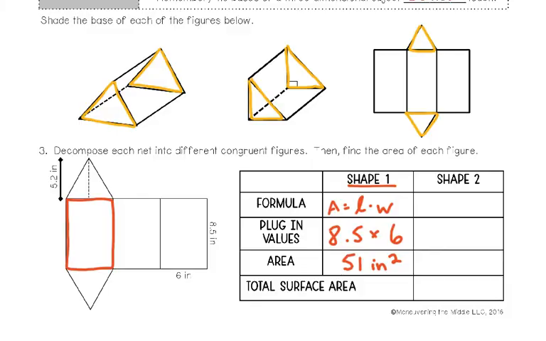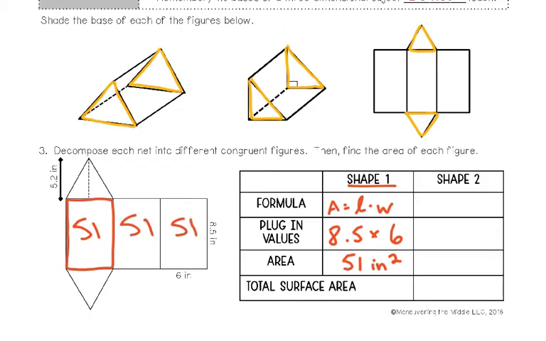So I'm going to start with shape 1. Shape 1 is my rectangles. I see 3 of them, and they all have the same dimensions. They're 8.5 by 6 rectangles. Using the formula length times width, and plugging in my values 8.5 and 6, I know that each one of these has a total area of 51. And again, that's square inches.